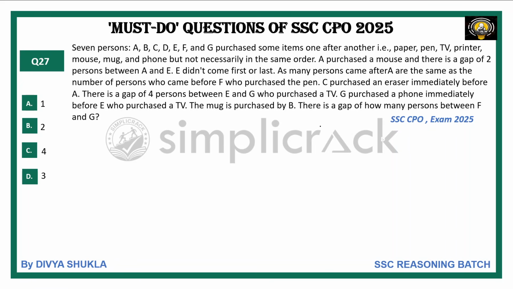G purchased a phone immediately before E who purchased a TV. Okay. The mug is purchased by B. There is a gap of how many persons between F and G. So this is the question which is given to you.